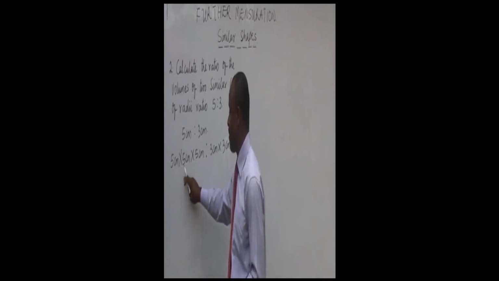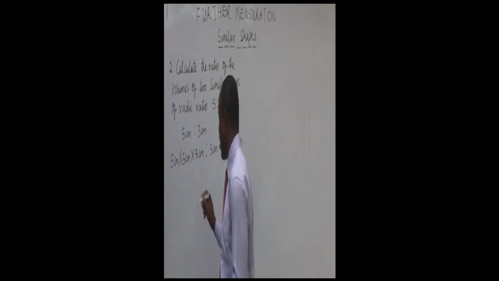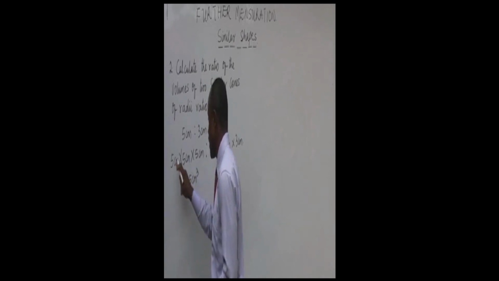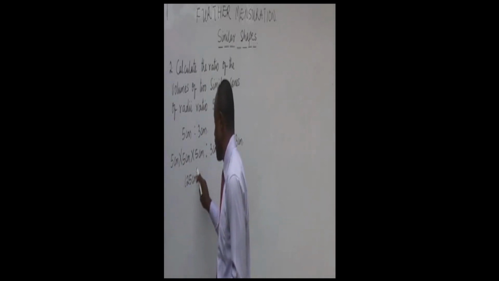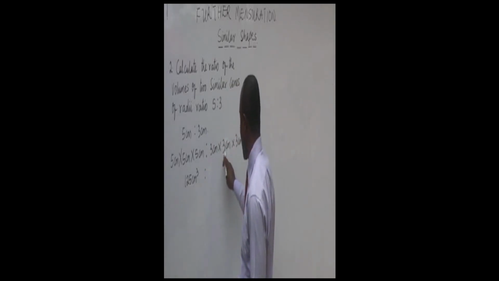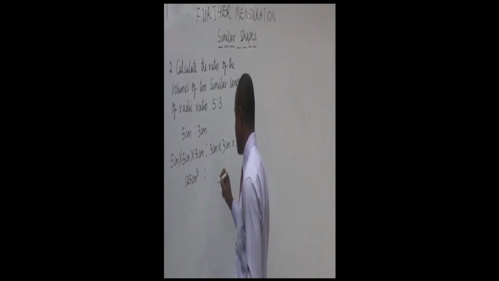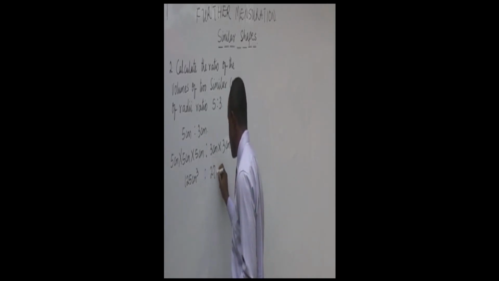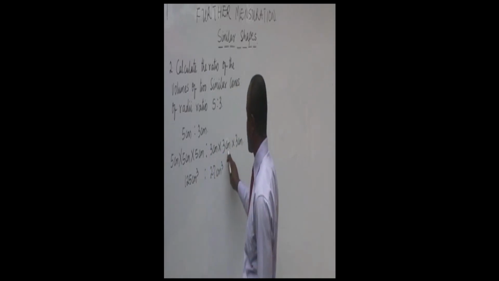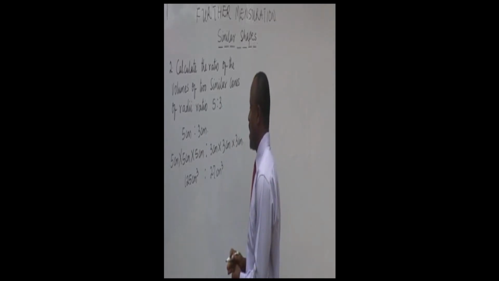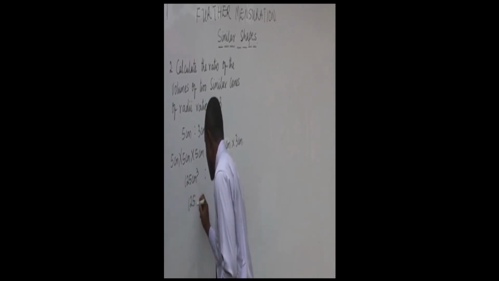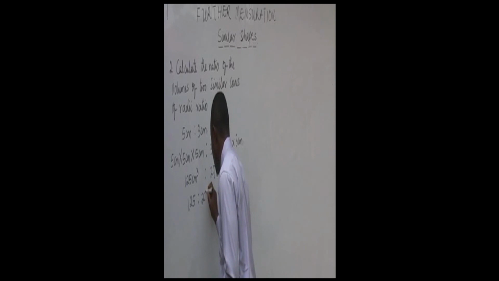5 times 5 is 25 times 5 will give you 125. So we have 125 cm cubed, because cm times cm times cm will give you cm cubed. Is to 3 times 3 is 9, 9 times 3 is 27. So we have 27 cm cubed. Cm times cm, cm squared times cm, cm cubed. The required ratio now is 125 is to 27.